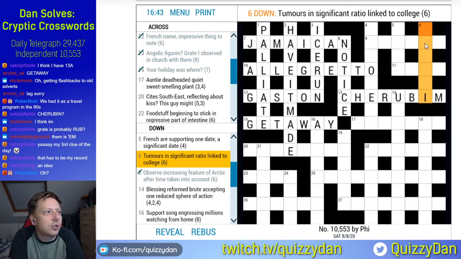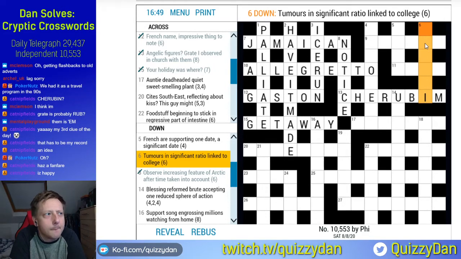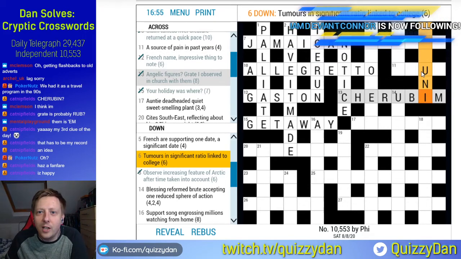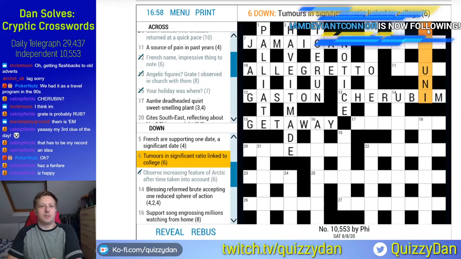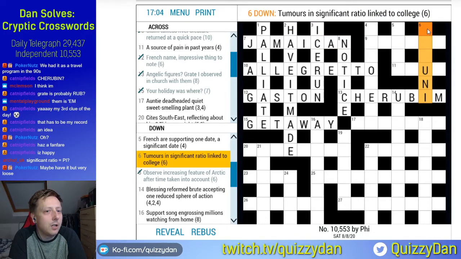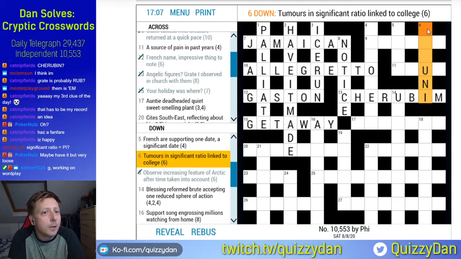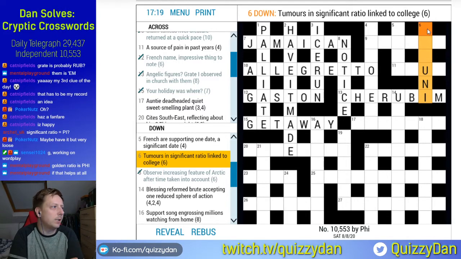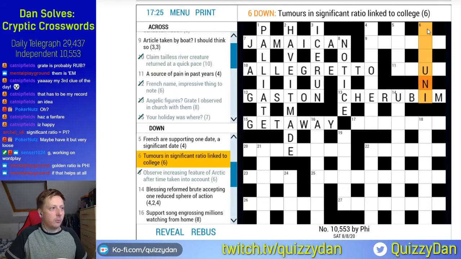Tumours in significant ratio linked to college. Linked to college. Uni. College is maybe going to be uni, yeah? So that is... Oh, thank you for the follow. I am Deviant Connor. Welcome to the very cryptic and deviant mind of these cryptic crossword setters. Significant ratio could be pi. Or golden ratio, maybe? Poker nuts might have it. Linked to college. The golden ratio is phi. Okay, if that helps at all. It might well do.